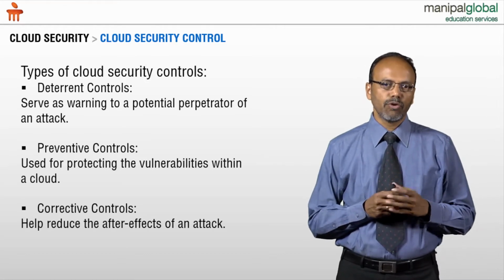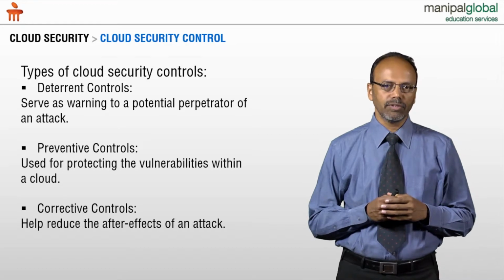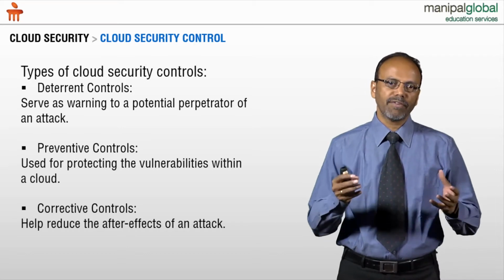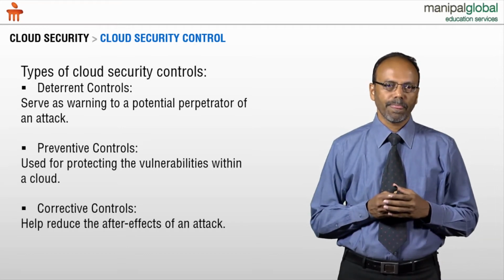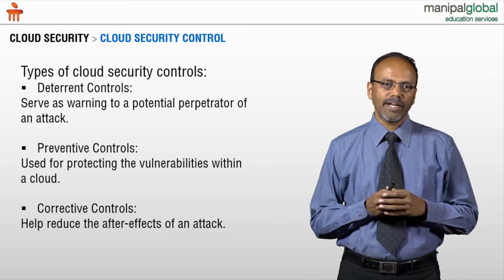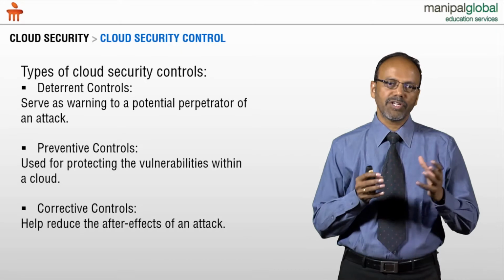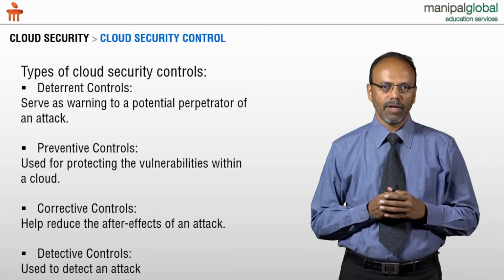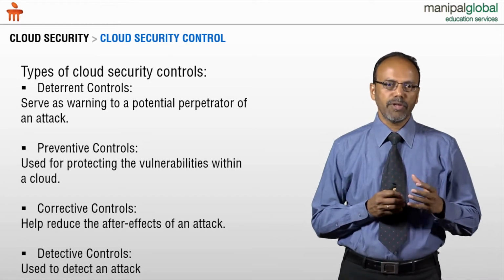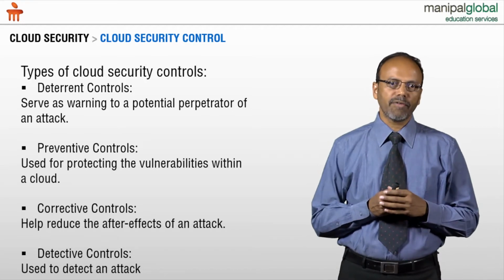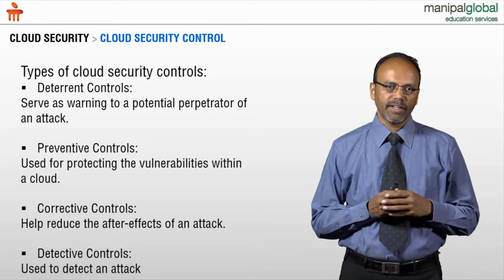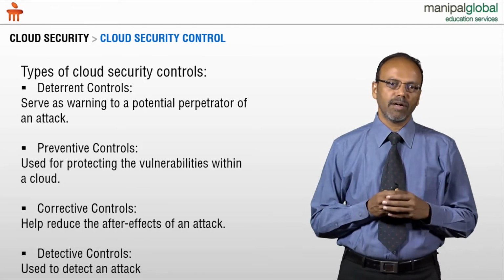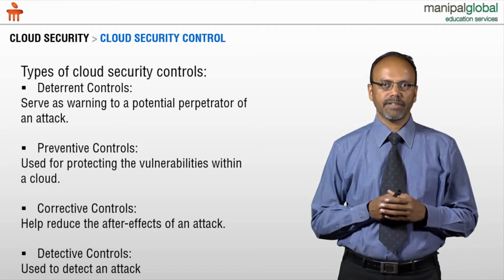Corrective controls can help reduce the after effects of an attack. These after effects could be further spread of the attack into the cloud, such as the spread of any virus or malicious software, and corrective controls can also provide a kind of sanitization to existing systems which are not affected. Then there are detective controls, which can be used to detect an attack. They are somewhat like preventive controls, but they do not prevent anything. They simply detect whatever they identify as a potential threat and can raise an alarm or send warnings to the respective administrators.